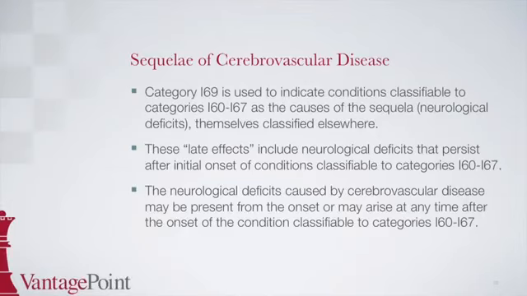As in ICD-9, there are codes for late effects or sequela of cerebrovascular diseases. However, there are many more codes for this located in category I69 than there were in ICD-9, as ICD-10 specifies the type of cerebrovascular disease, such as non-traumatic subarachnoid hemorrhage and resulting neurological deficits, such as hemiplegia.